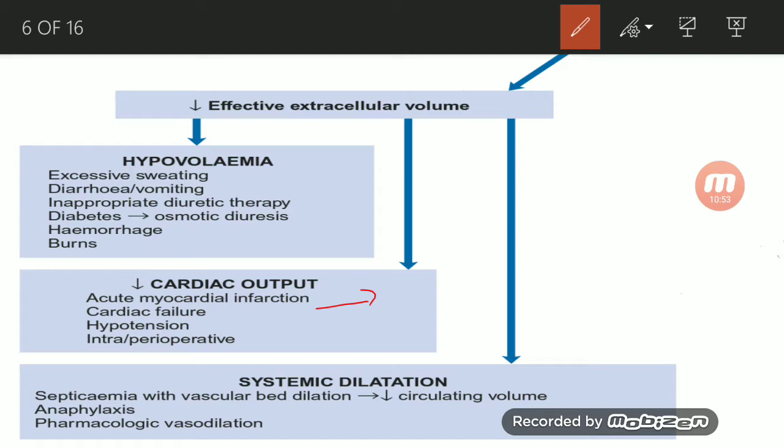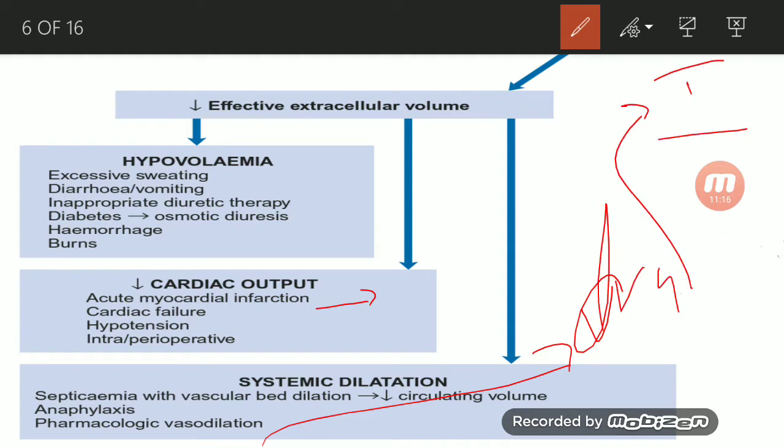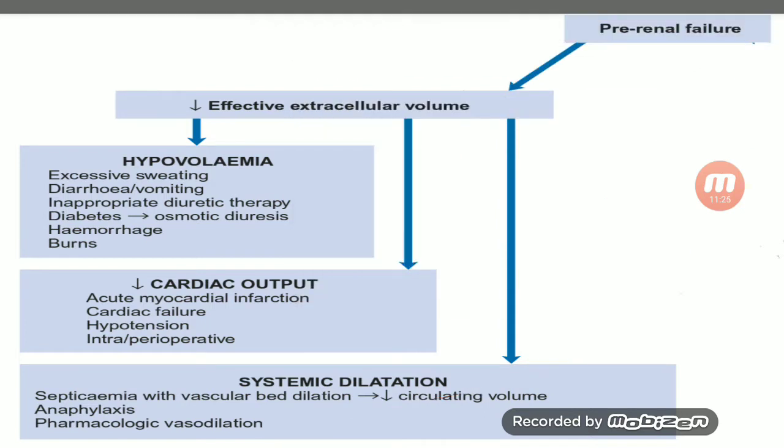Lastly, there is systemic dilatation. Whenever there is septicemia, or anaphylaxis, which is just a severe allergic reaction, it causes dilatation of your blood vessels, and that time can also lead to acute renal failure. And lastly, pharmacological vasodilation. Whenever you are using drugs which cause dilatation of your blood vessels, that time also it will lead to systemic dilatation, by which you are going to get less perfusion to your kidneys.